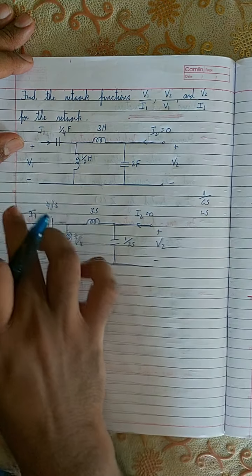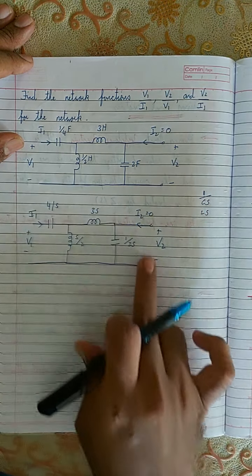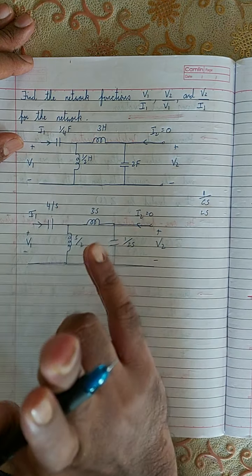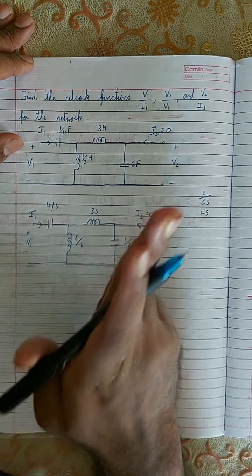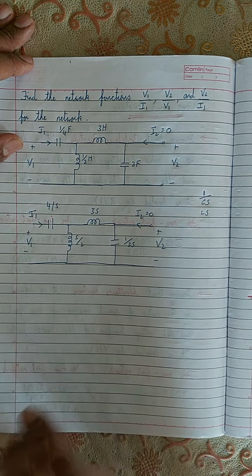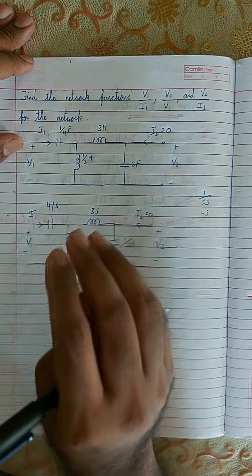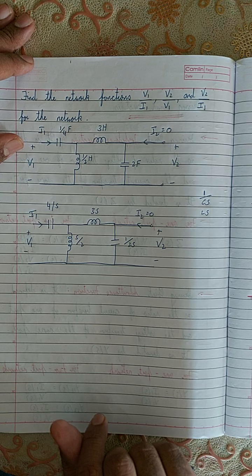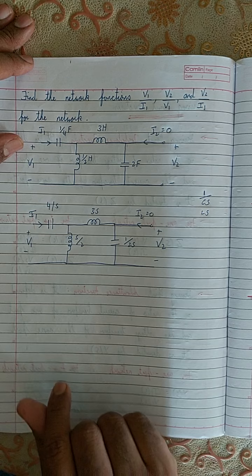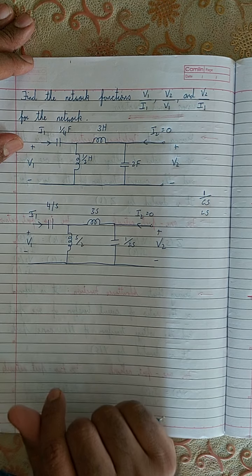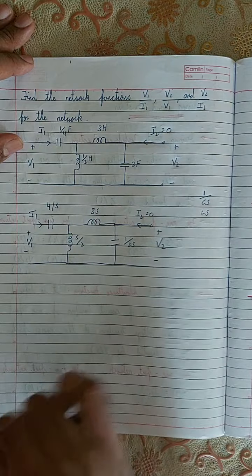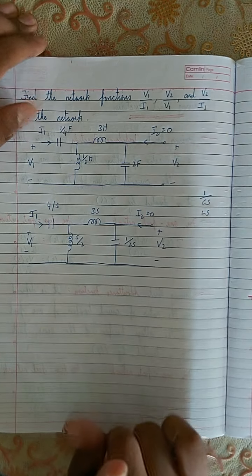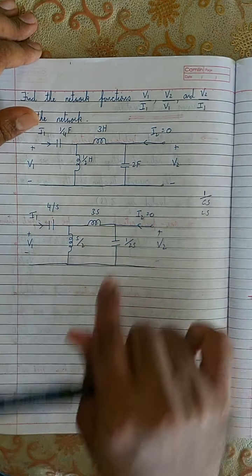If you see a ladder circuit like this, or a parallel circuit like this, it is always good to apply Kirchhoff's current law. It is always better and less time consuming than applying mesh analysis. If you see a ladder shaped circuit anywhere, it is always good to apply node analysis. So I'm going to apply node analysis over here.